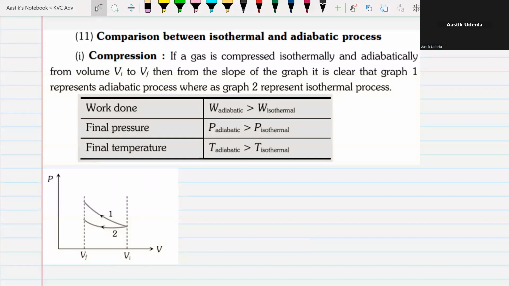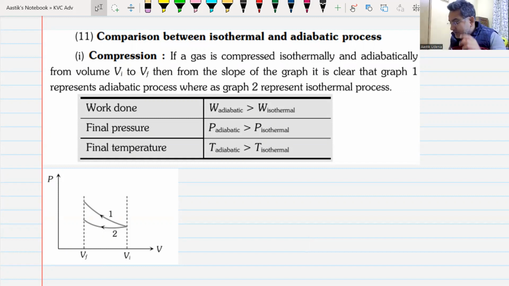Then you can compare the two processes, adiabatic and isothermal. You must understand that here we are comparing the compression. Adiabatic process is always the steeper one. Between 1 and 2, which is the adiabatic process and which is the isothermal process?